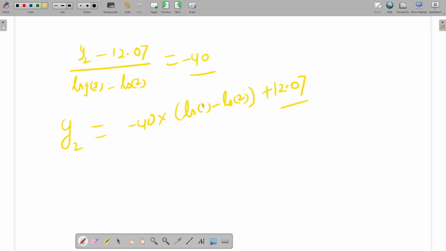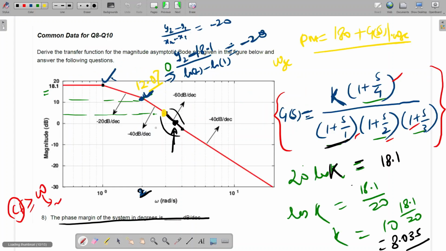Log 3 minus log 2. So minus 40 into log 3 minus log 2 plus 12.07. 5.026 I am getting. So this value magnitude I got. Now I want the omega at this point at 0. Okay, this is magnitude 0. This magnitude is how much?